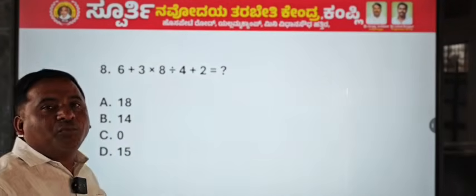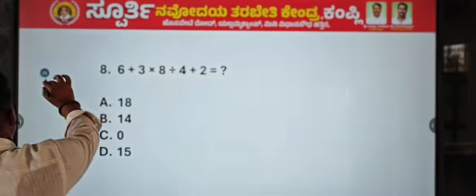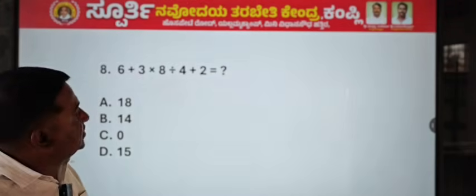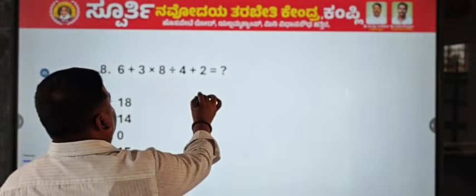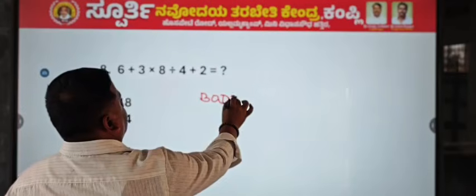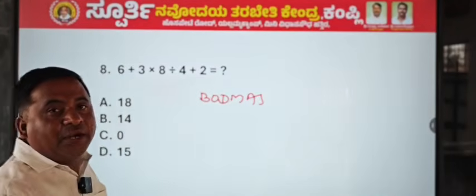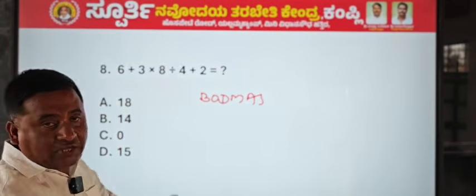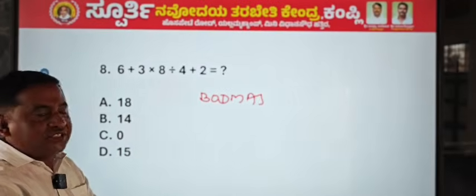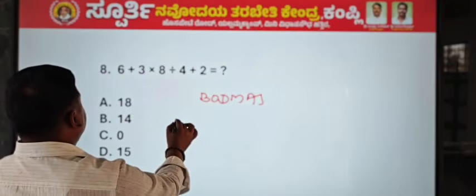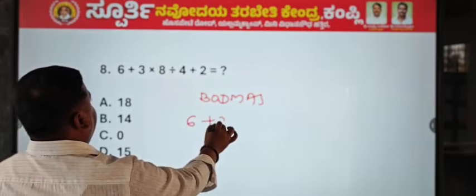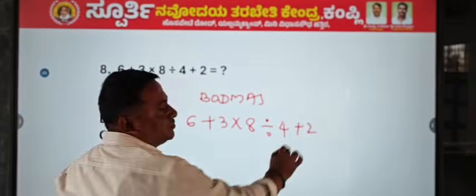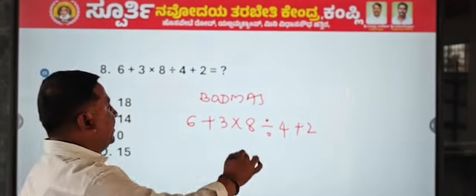Here it is BODMAS rule. See, this question is based on BODMAS rule. Bracket, of, division, multiplication, addition, subtraction. Here brackets are not there. Of is also not there. First, you have to do division. Let us see how you have to solve this. 6 plus 3 into 8 divided by 4 plus 2 is there.